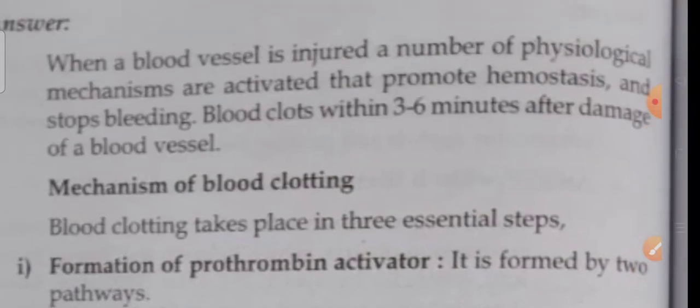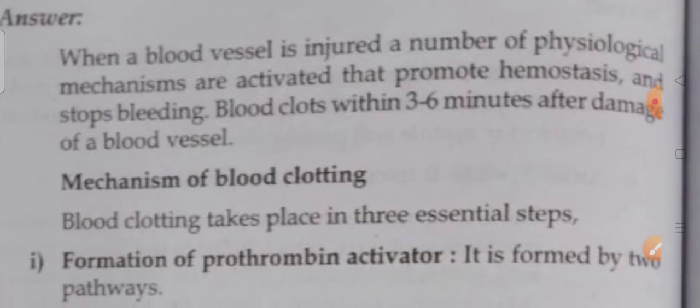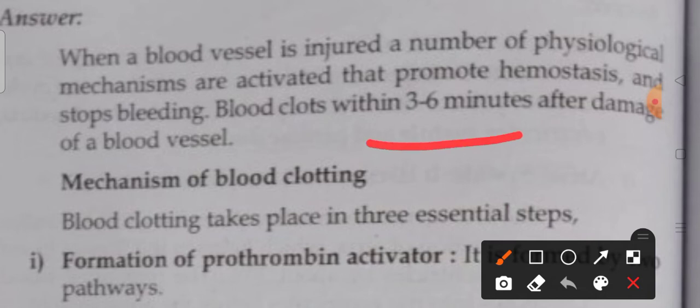Next one is explain the mechanism of clotting of blood. When a blood vessel is injured, a number of physiological mechanisms are activated that promote hemostasis and stop bleeding. Blood clots within 3 to 6 minutes after damage to blood vessels. So when we have damage to our blood vessels, it takes at least 3 to 6 minutes to clot the blood. Bleeding time is 3 to 6 minutes.